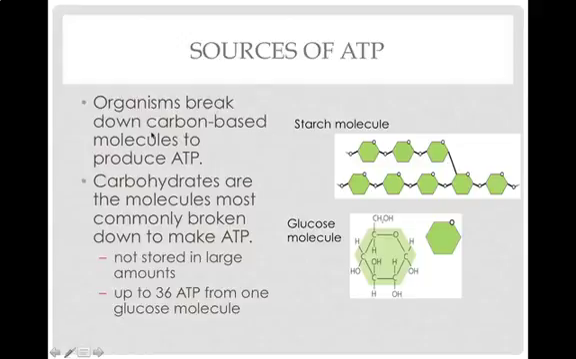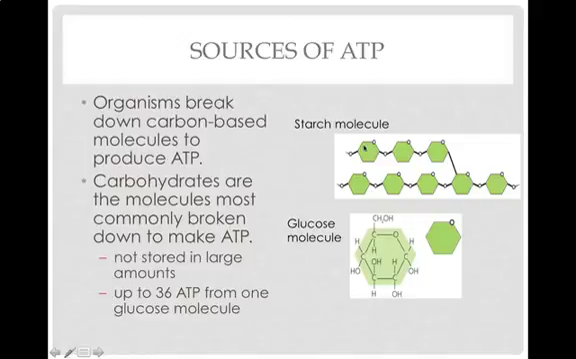Organisms break down carbon-based molecules to produce ATP. Carbohydrates for us are the most important, and the reason is when our body breaks down carbohydrates, we get the most ATP out of it. We generate the most ATP by breaking down this kind of a molecule. So here's a big carbohydrate. This is a starch. It's a whole bunch of little sugars all bonded together to make a big polysaccharide.